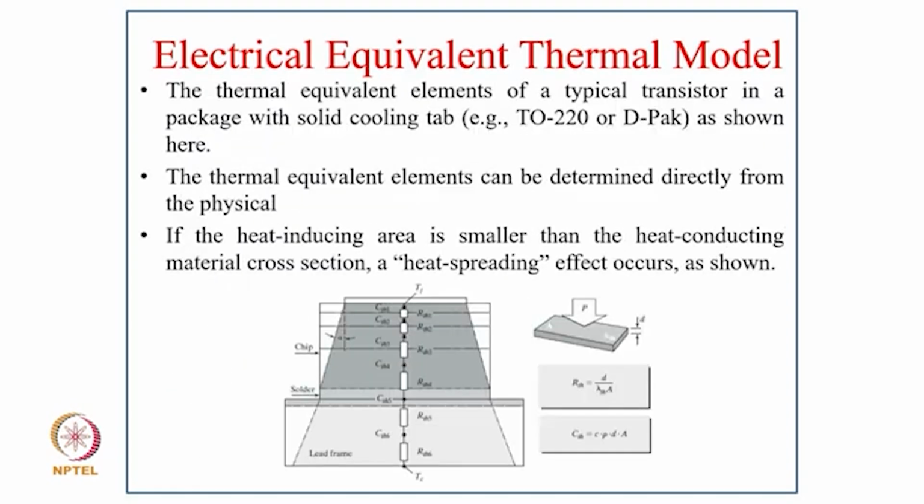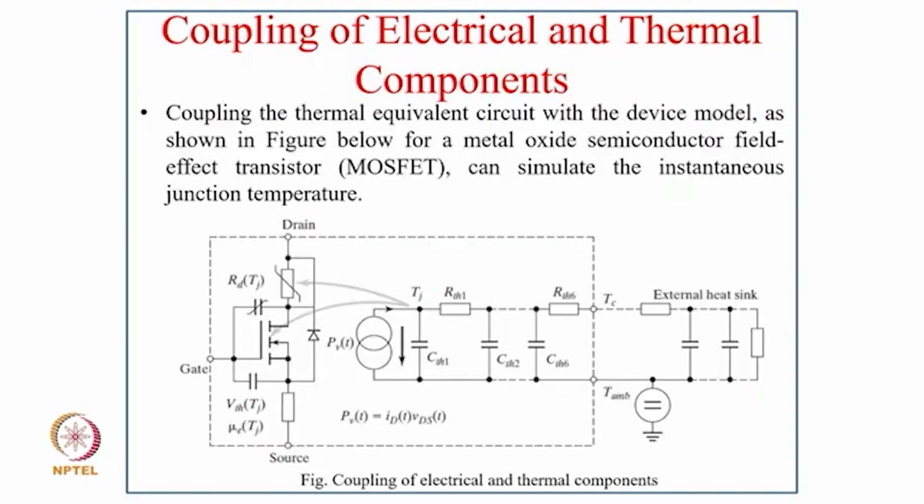Now the thermal equivalent elements of a typical transistor in a package with solid cooling, such as TO-220 or DPAK as shown here, can be derived directly. If the heat inducing area is smaller than the heat conducting material cross section, the heat spreading effect occurs. You can see how the temperature variation on the heat sink, and the equivalent resistance and capacitance, are given here for the different parts of the heat sink material. Typically the formulas for the thermal resistance and the junction thermal capacitance are given here in terms of the dimensions and material properties.